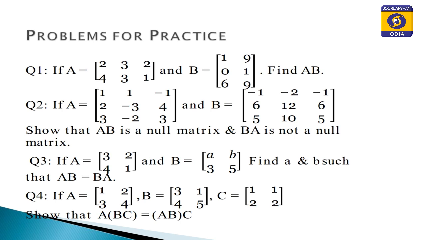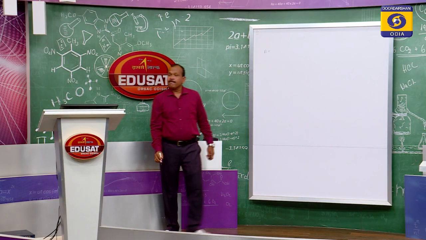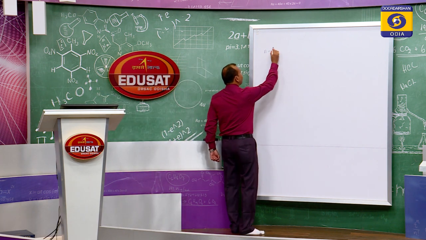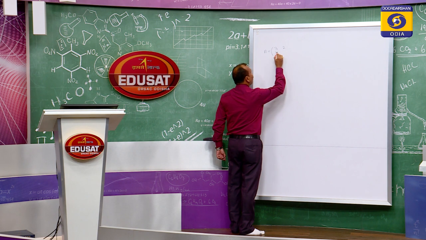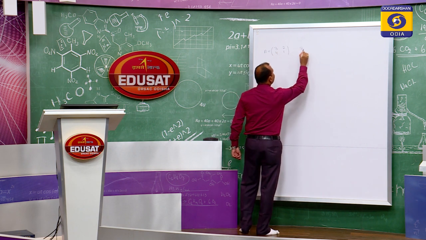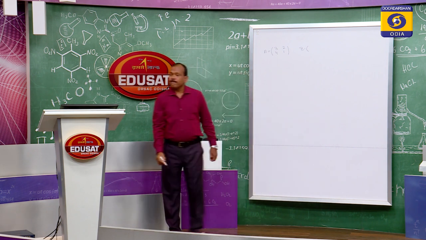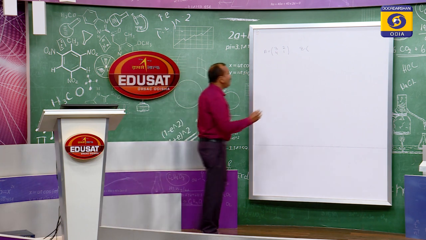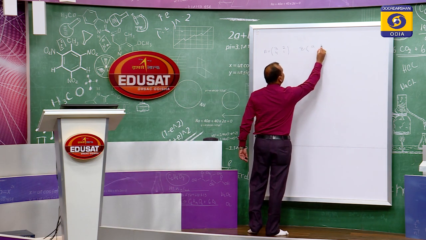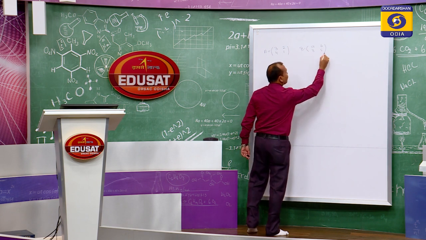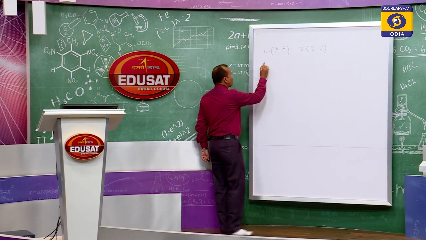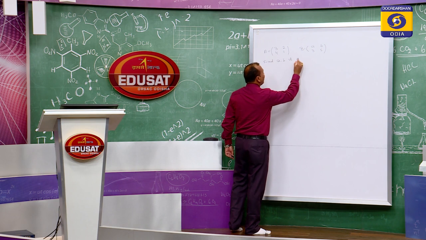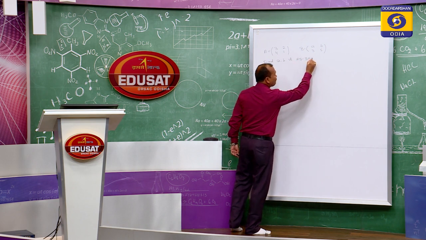Here A is a matrix 3 2 4 1 and B is a matrix a b 3 5. We have to find the values of a and b if AB is equal to BA.